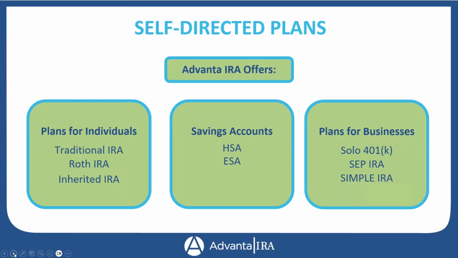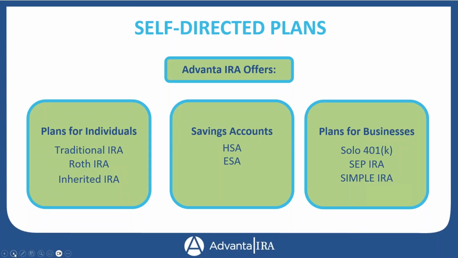Oftentimes people are under the impression it has to be a Roth IRA in order to self-direct, and I'm not really sure why that might be, but the truth is if it ends in IRA, it can be self-directed. So traditional, of course, being the most common type of IRA account that we open. Many times people will say to me, when I'm filling out the application, I don't see self-directed on your application.